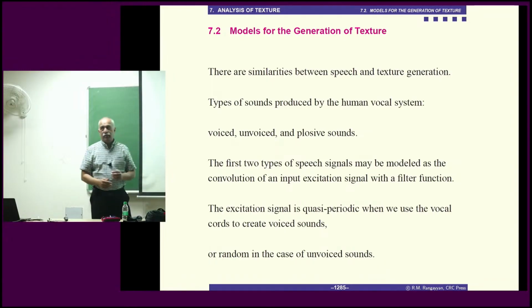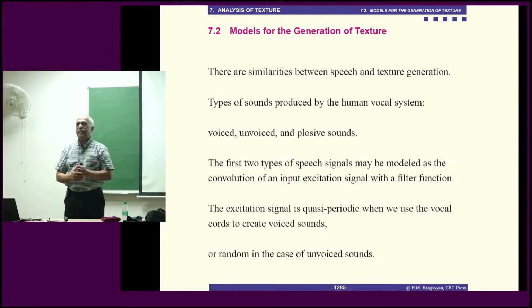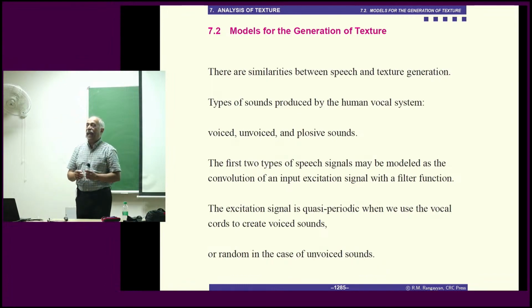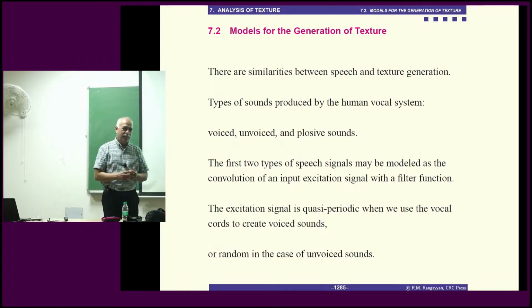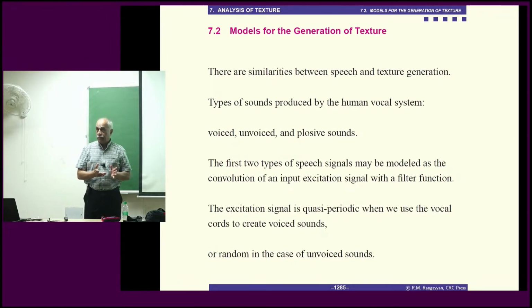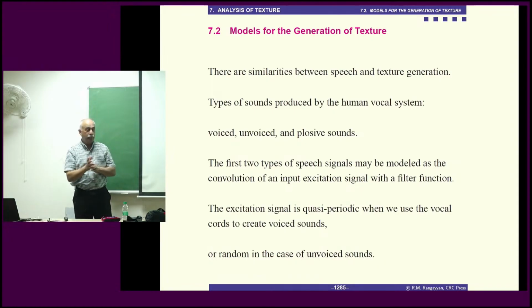Unvoiced is a fricative, like S and F and J. Or I shouldn't say S. S has an A at the beginning, which is a vowel. So I should simply say S, like a snake. That is a fricative, or J. So that is random, but it is filtered random noise.